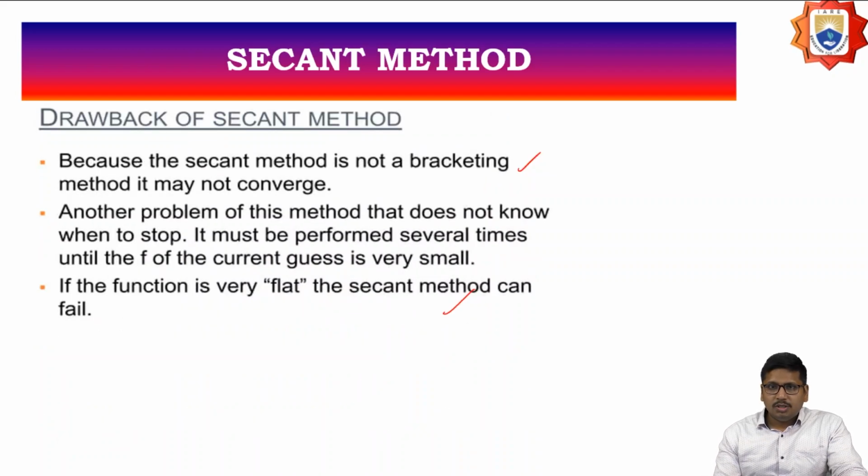When it comes to the drawbacks of the secant method, it is not a bracketing method because it may not converge. The underlying problem of this method is that it does not know when to stop. So it must be performed several times until the current error is very small.